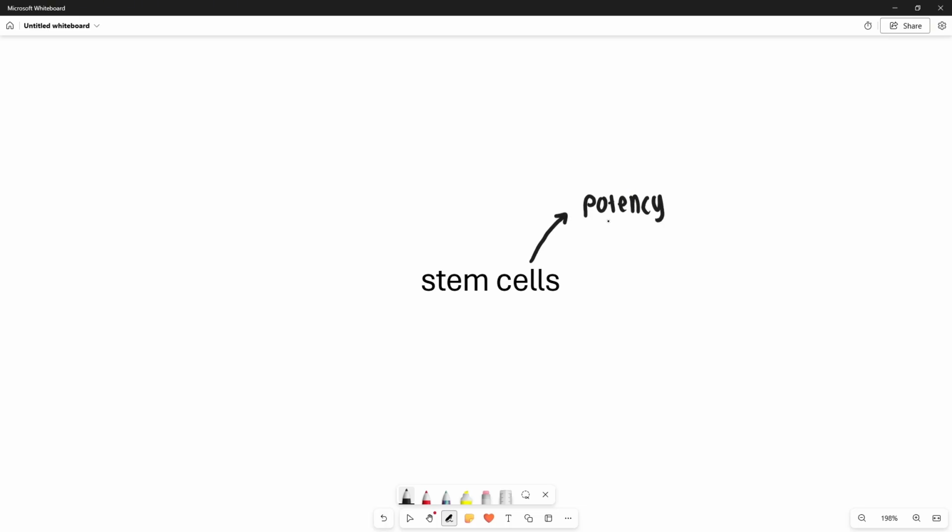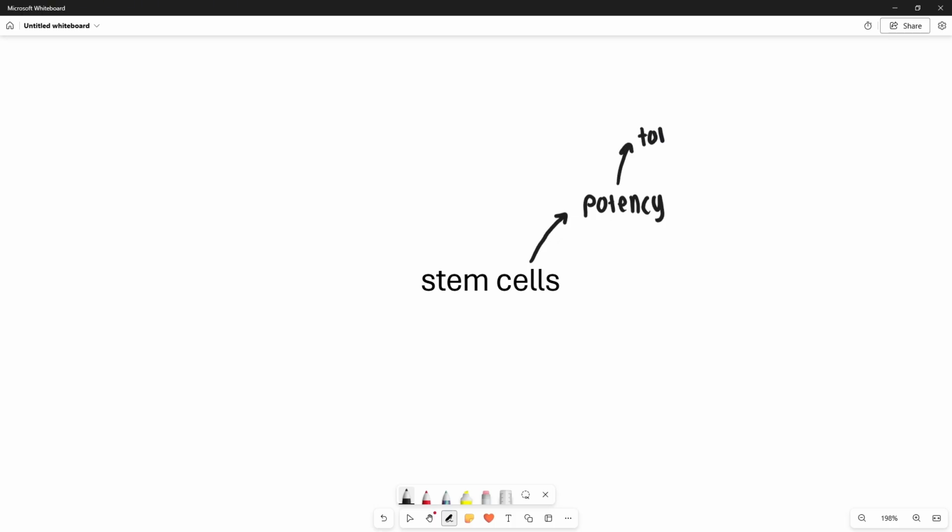Potency refers to the cell's ability to differentiate into different cell types. There are different types of potencies when it comes to stem cells. During GCSE, you've had pluripotent and multipotent, but there are some more advanced definitions that we want to look at. So, totipotent. A totipotent stem cell can differentiate into any cell, including the placenta. So let's write it down because that's important.